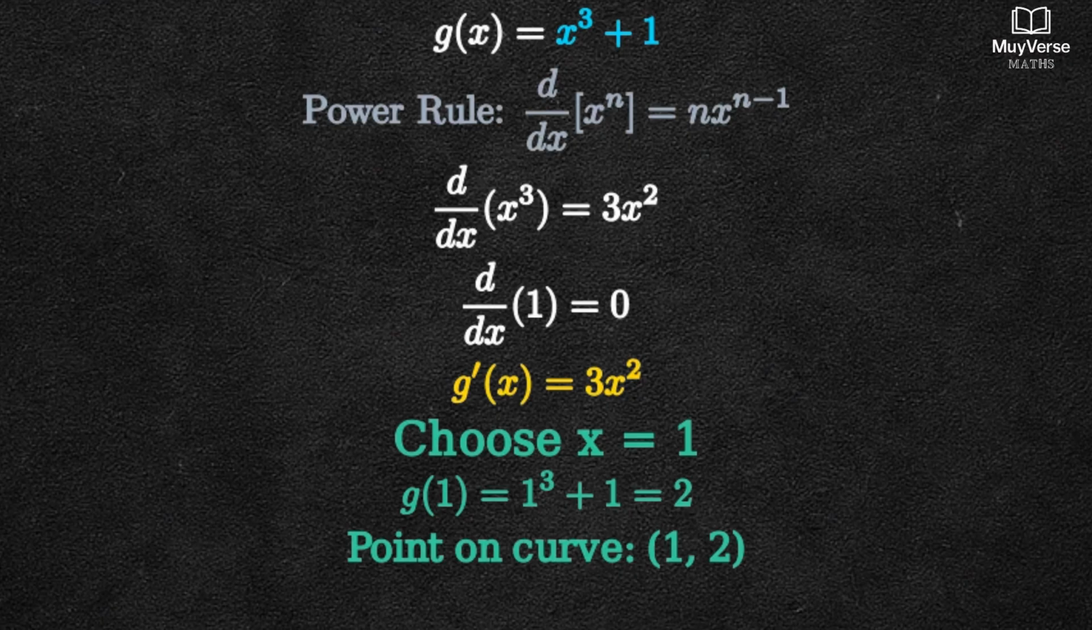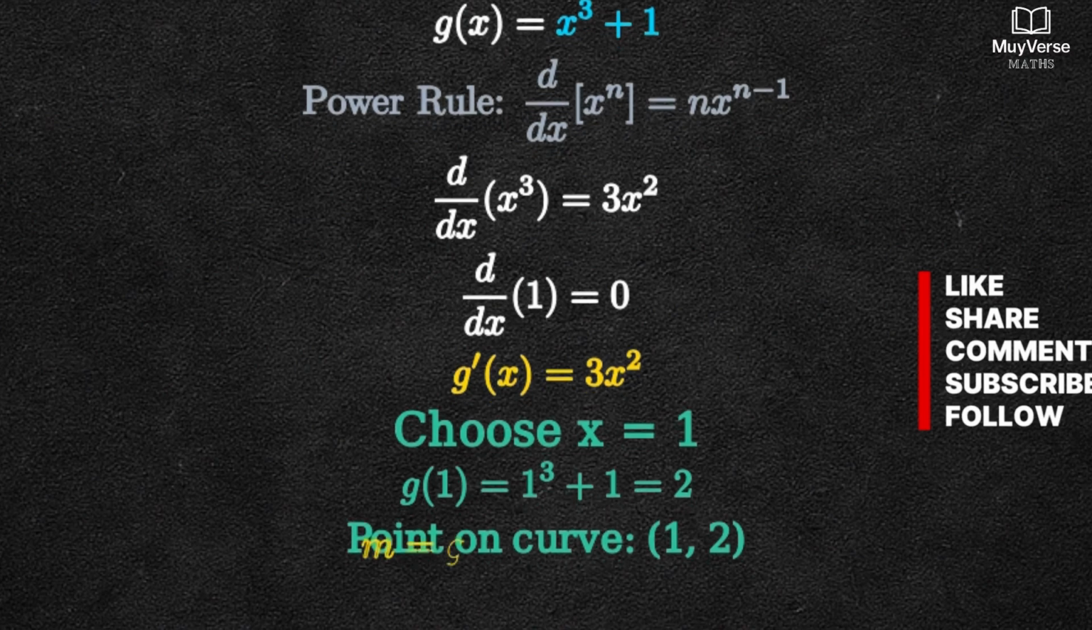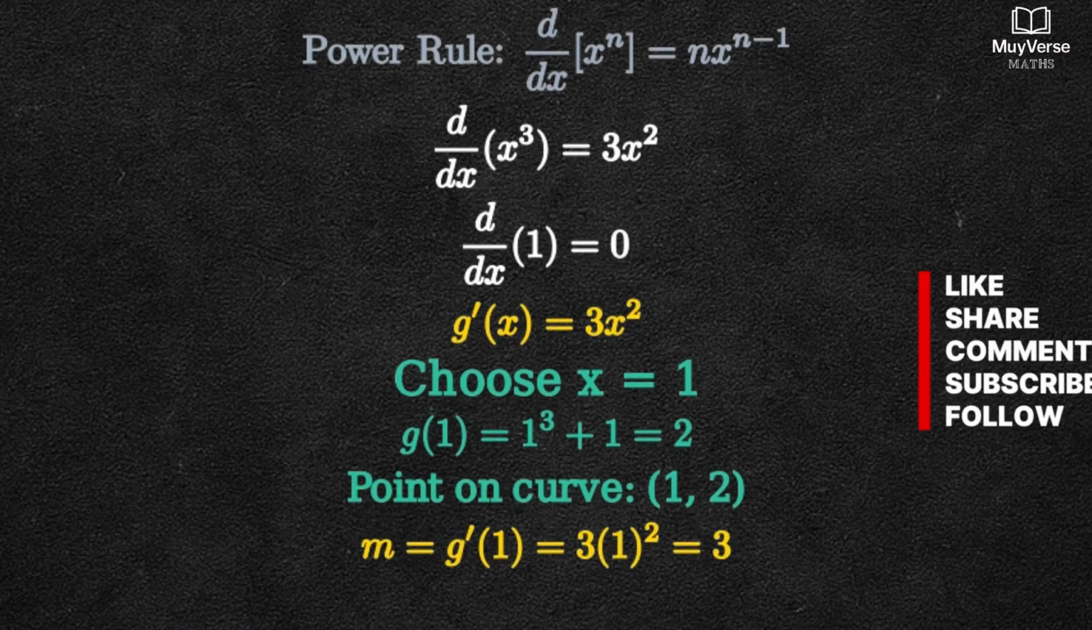Step 3. Find the slope at x equals 1 using the derivative. m equals g prime of 1 equals 3 times 1 squared equals 3. So the slope is 3.